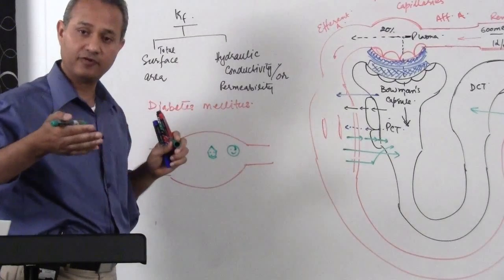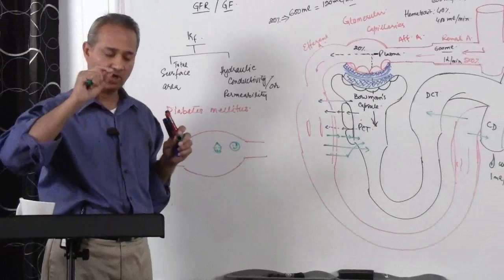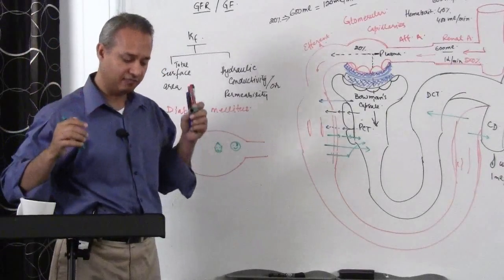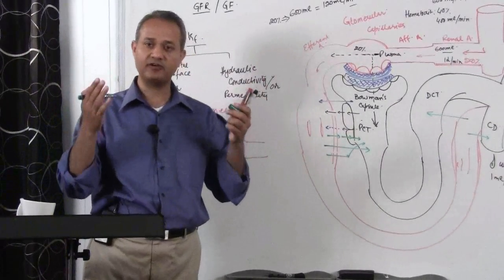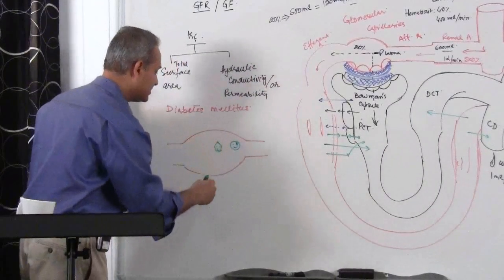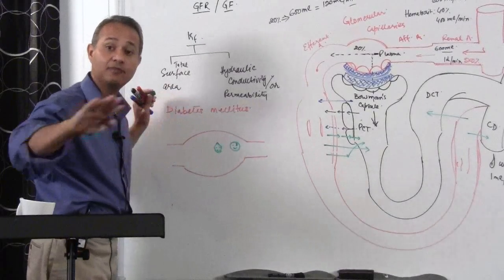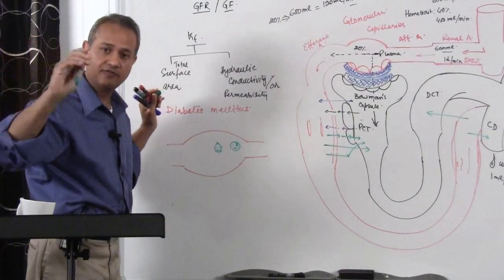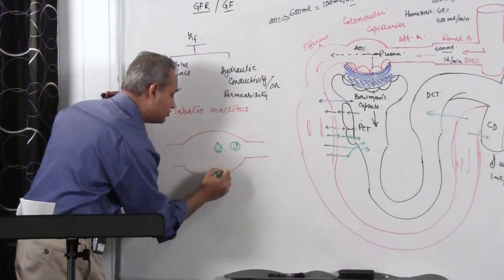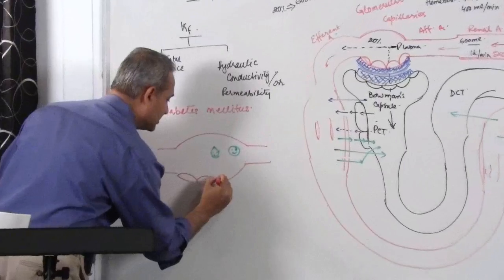That extra level of glucose causes non-enzymatic glycosylation. One of the primary damages of diabetes is non-enzymatic glycosylation. What that means is, without the help of an enzyme, glucose binds to amino acids. So let's say these are endothelial cells.